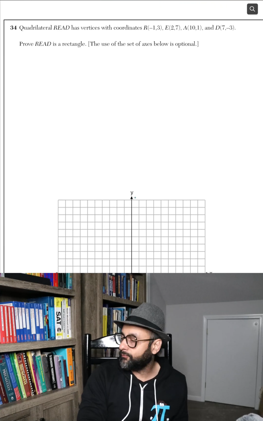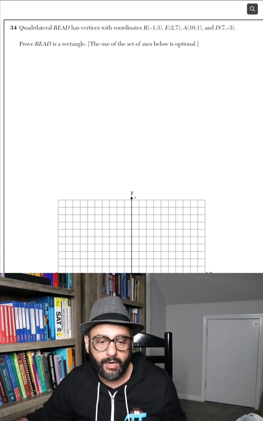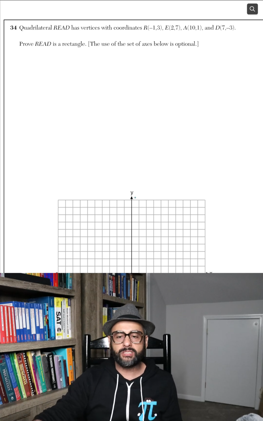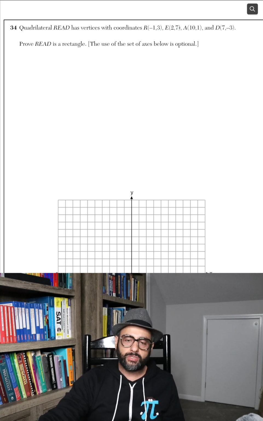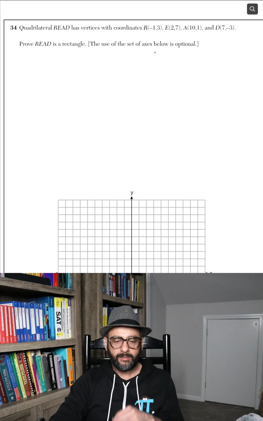Number 34. Quadrilateral READ has vertices with coordinates R(-1, 3), E(2, 7), A(10, 1), and D(7, -3). Prove that quadrilateral READ is a rectangle. The use of the axes is optional.